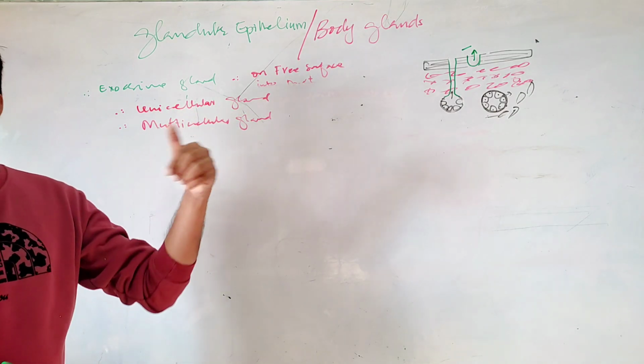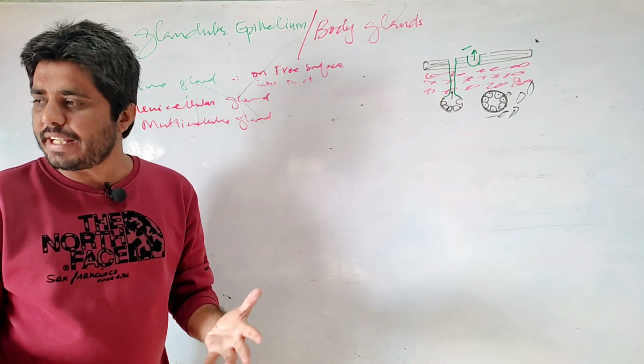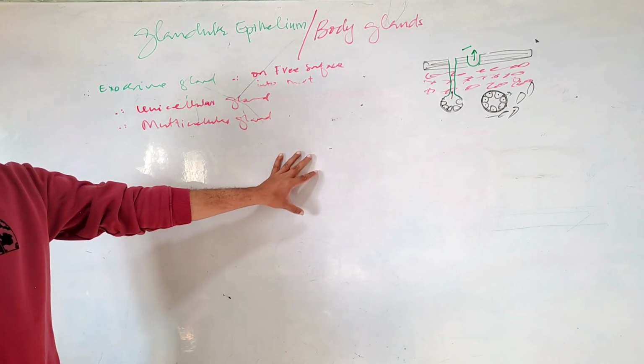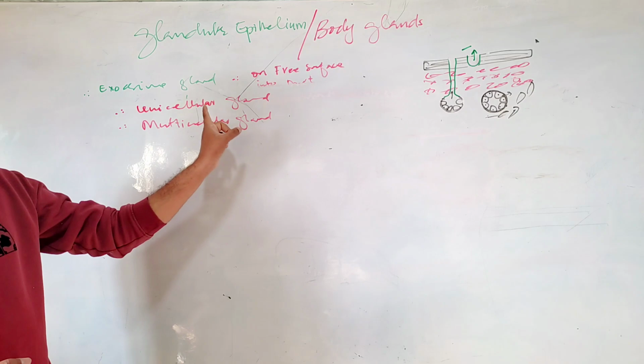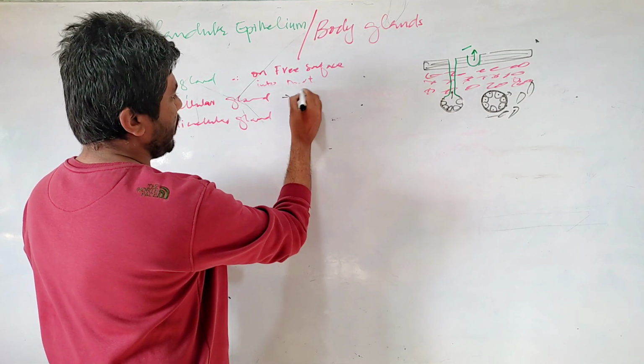Unicellular means a single cell can be a gland. If it is producing something, a single cell can be a gland. The best example, the only example of a unicellular gland, is the goblet cell.